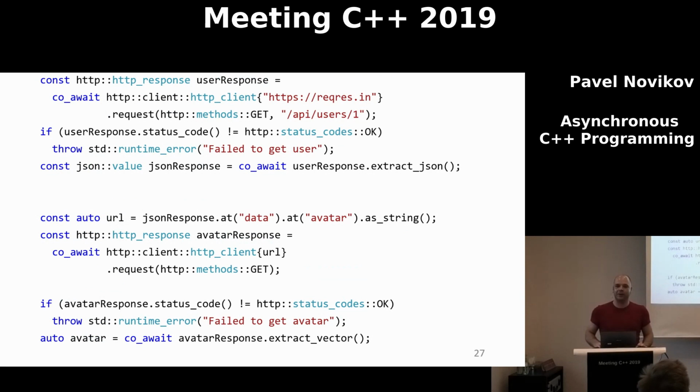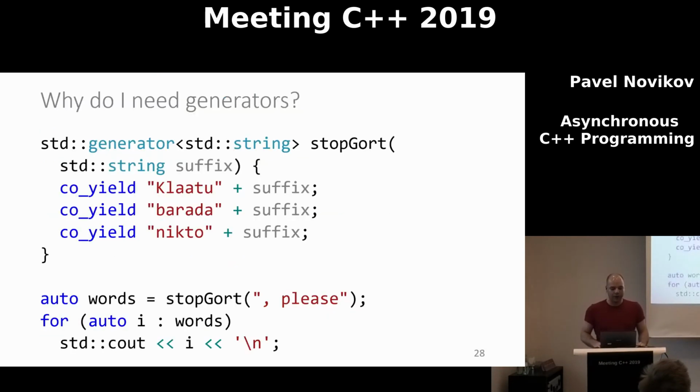This is not so pretty to compare, but I think in fact it's more understandable. You can more easily reason about that. So we'll return to that. Okay. Why do I need coroutines?